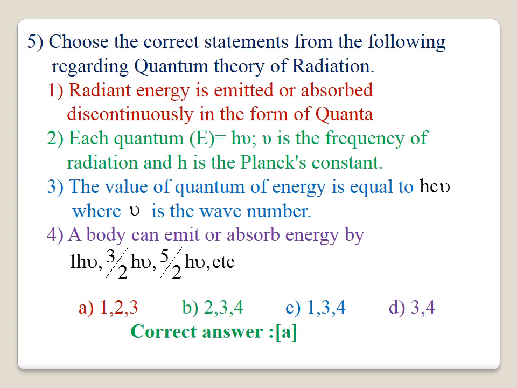4. The body can emit or absorb energy by 1 h nu, 3 by 2 h nu, 5 by 2 h nu. The fourth statement is wrong. The body can emit or absorb energy in terms of h nu, 2 h nu, 3 h nu, 4 h nu, etc. Therefore, the correct statements are 1, 2, 3 and the wrong statement is 4. Therefore, option A is the correct answer for this question.